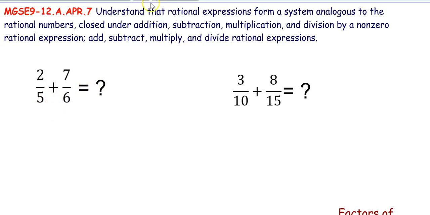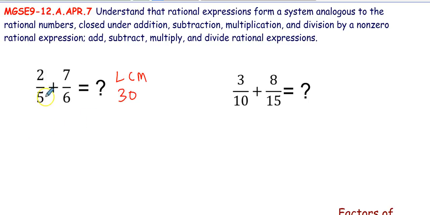rational numbers. How do you add these two numbers here? I have 2/5 plus 7/6. In order to add those two rational numbers, I have to find the least common denominator between 5 and 6, that is 30. 30 is the least common multiple between 5 and 6. Since they are in the denominator, we can as well say the least common denominator is 30.